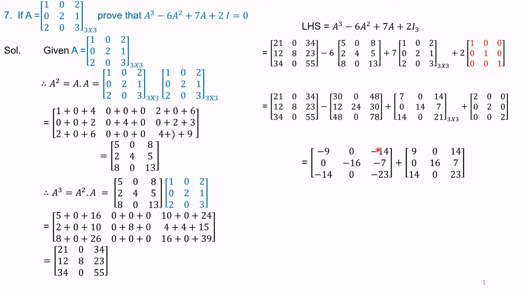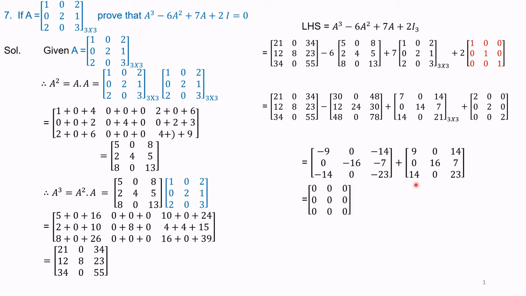The next two matrices also have a similar operation, but here it is addition. So 7 plus 2 is 9, 0 and 14. The second row is 0, 14, plus 2 is 16 plus 7. And the third row is 14, 0 and 23. This is shown here. Again, we have to add up these two matrices.